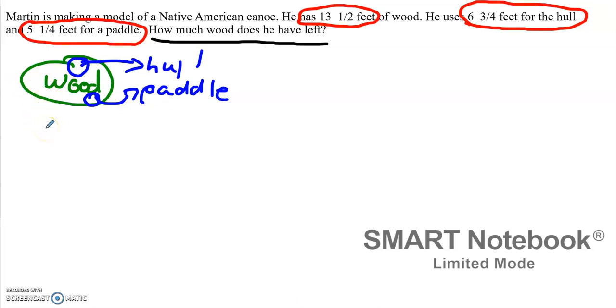So I want you to pause this video right now and write the question and write this work so far in your notebooks. Pause your video right now to do this.